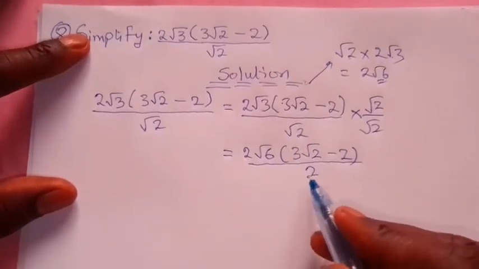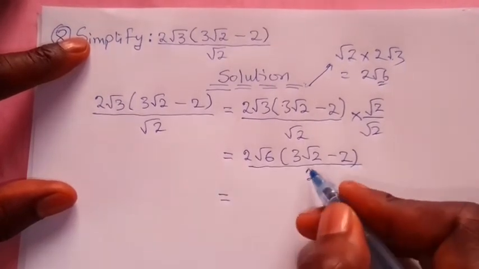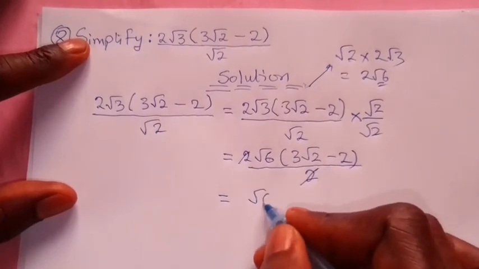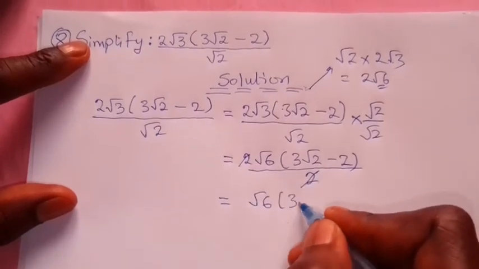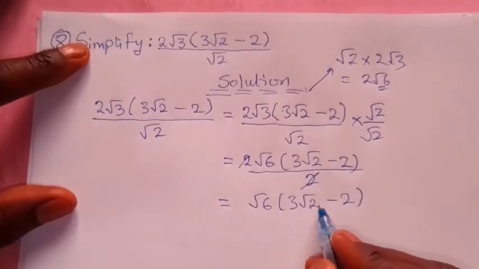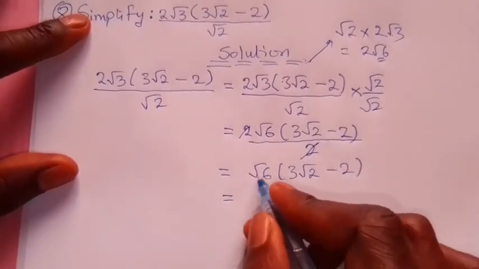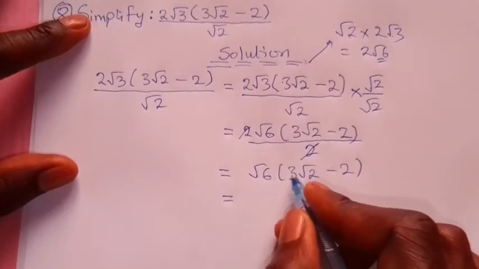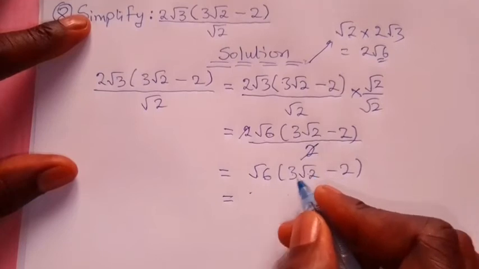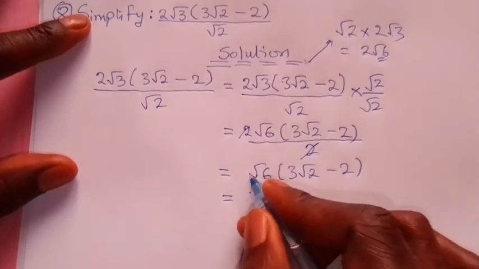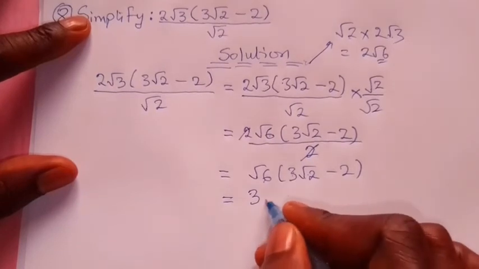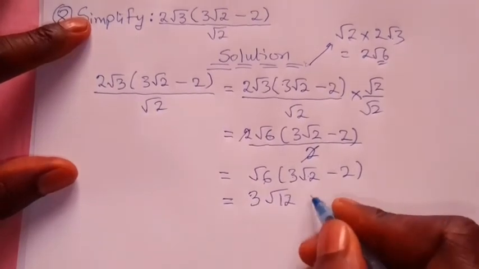Okay. So now we've done this. You can see here that my 2 here can cancel these 2, leaving me with what? Root 6 into bracket 3 root 2 minus 2. Now I can distribute this into the bracket. Now in doing this, root 6 times 3 root 2, all we are going to do here is to multiply the surd. Then this 3 will multiply, there's an invisible 1 here, so 3 times 1 will give us 3. Then root 6 times root 2 will give us root 12. Then this will become minus.